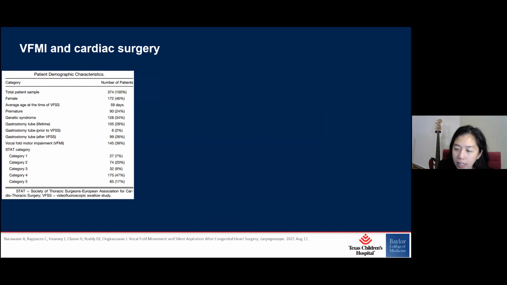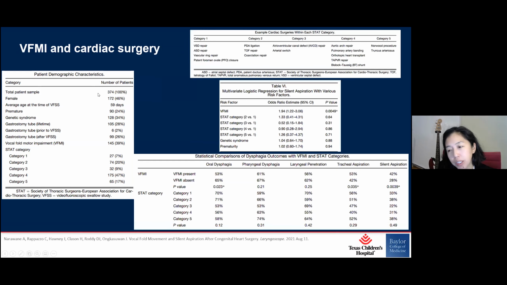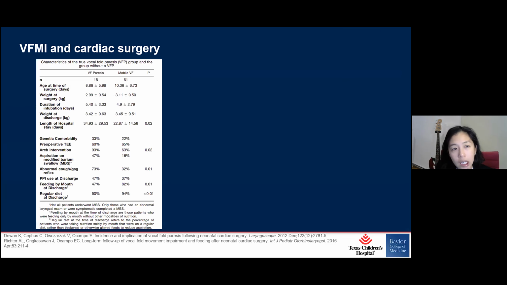On that same note, we've looked at this in our institution, the risk of aspiration with vocal fold movement problems. This study we did was specifically in our post-cardiac repair populations, but we looked at a lot of variables, including the types of surgery they had. We used the STAT categories, which you can see here, as well as the presence of other neurologic diagnoses and prematurity that can increase the risk of aspiration. We found that having a vocal fold paralysis increases your risk of silent aspiration, right? Which is not shocking to most of us, but we wanted to get clear data on this.